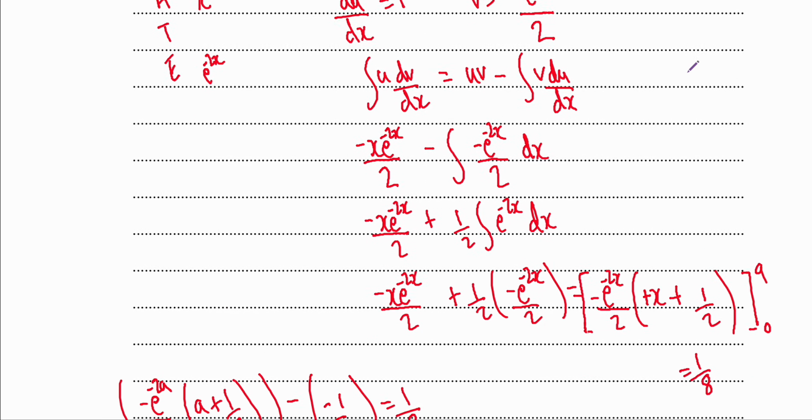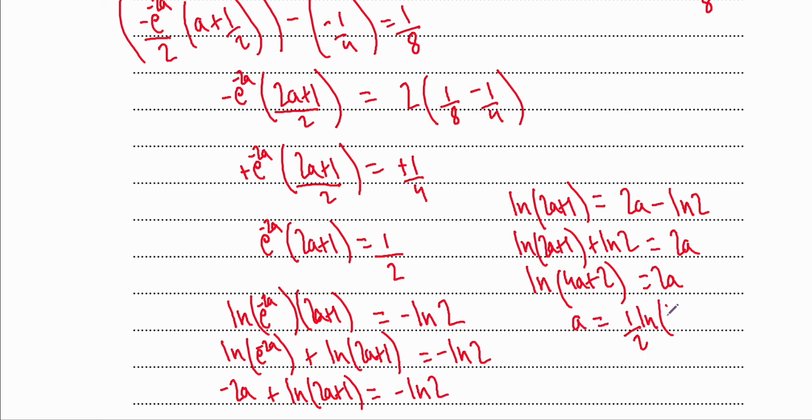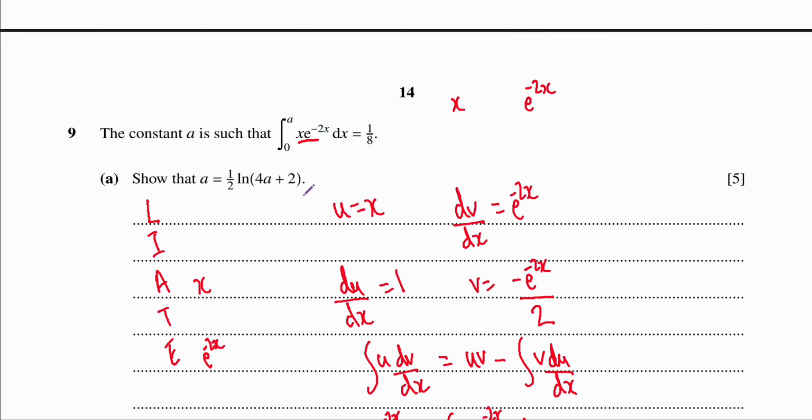Okay, and now what can we do? Well, we just need to rearrange more. So we have ln (2a plus 1) is equal to 2a minus ln 2. Let's leave 2a on its own. So then you'll have ln (2a plus 1), bring the negative ln 2 to the other side, so you have plus ln 2 is equal to 2a. Well, this is again ln a plus ln b, so if you just multiply them, you end up getting ln of a times b, which is ln of (2a plus 1) times 2, which is 4a plus 2, and that's equal to 2a. And then you've got what you need if you divide by 2. So you have a is equal to a half times ln (4a plus 2). And that is exactly what we needed to show right here: a is equal to half ln (4a plus 2).